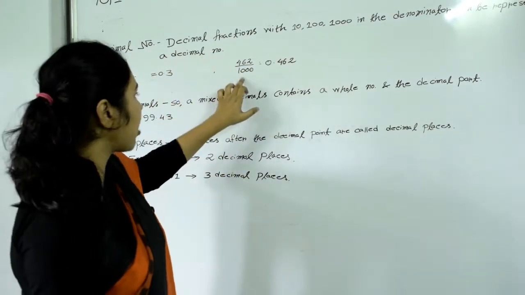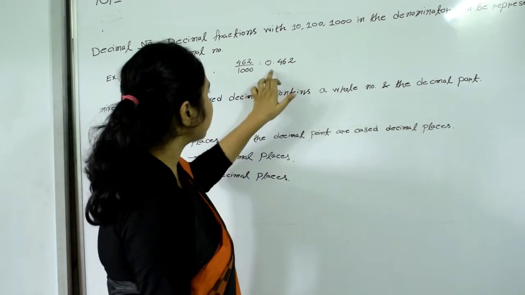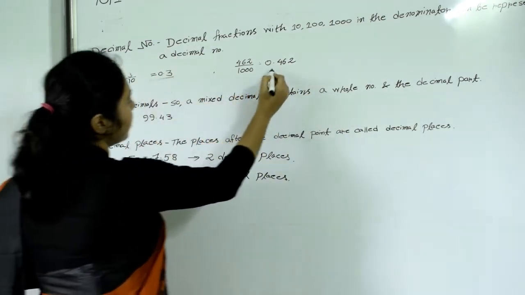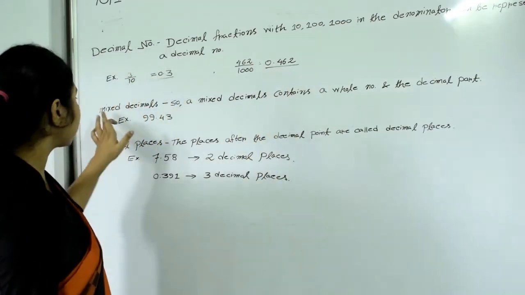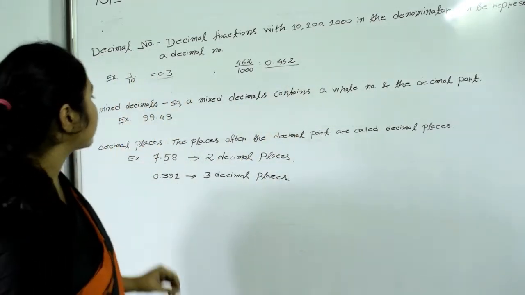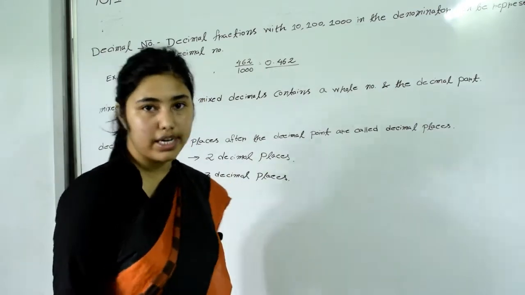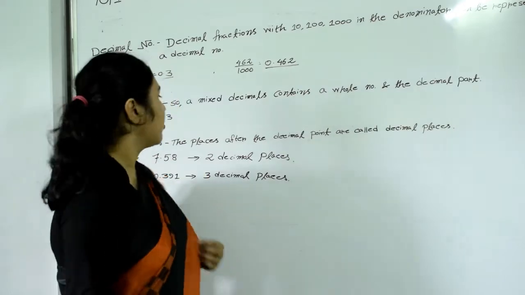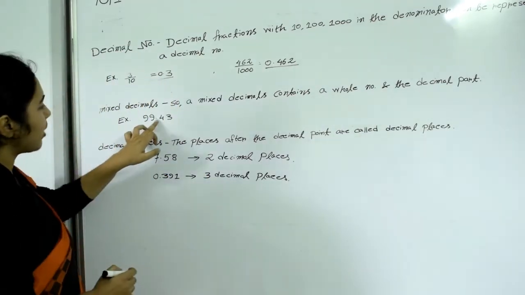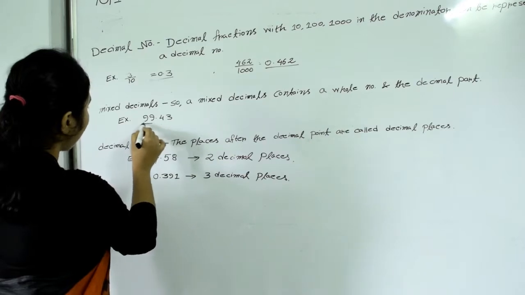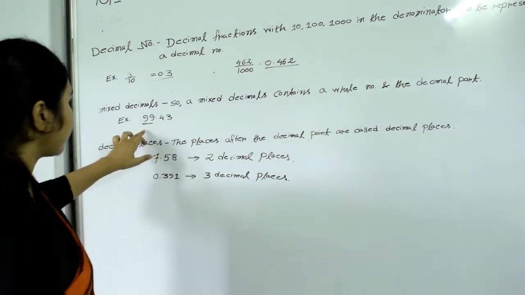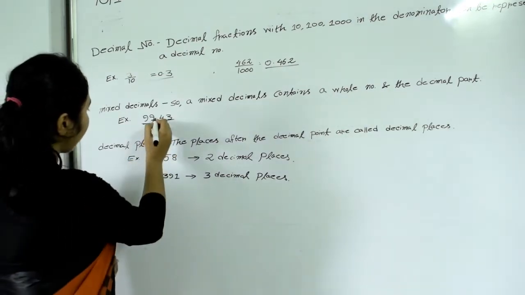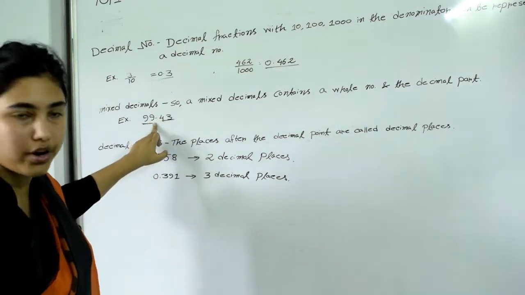462 by 1000 can be written as 0.462. So these are decimal numbers. Next, mixed decimals. A mixed decimal contains a whole number and a decimal part. For example, 99.43, here 99 is the whole number part and 43 is the decimal part, right? And this point is our decimal point.